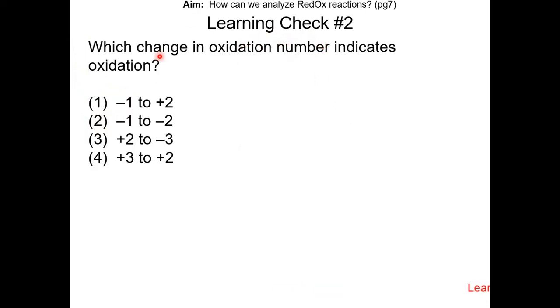Learning check number 2: which change in oxidation number indicates oxidation? Pause the video and resume as completed. Oxidation is the process of losing electrons. If you lose electrons, you become more positive. So the answer is choice 1.